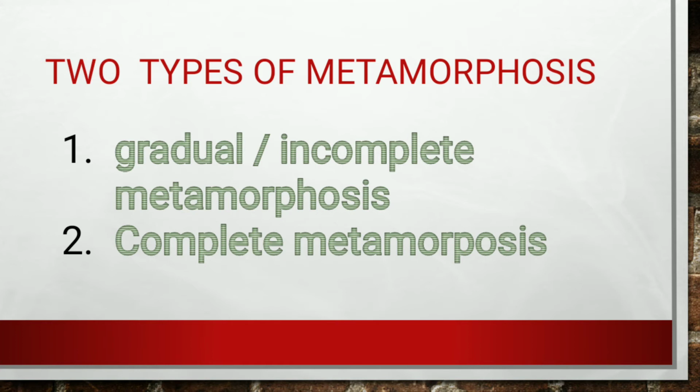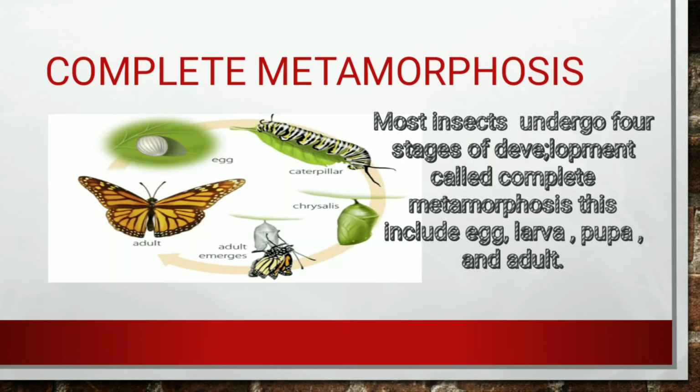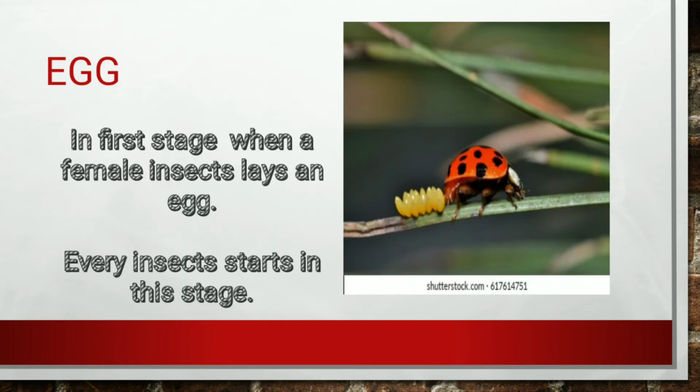Let us first discuss the complete metamorphosis. Most insects undergo 4 stages of development called complete metamorphosis. These include egg, larva, pupa, and adult. Egg. The first stage is when a female insect lays an egg. Every insect starts in this stage.